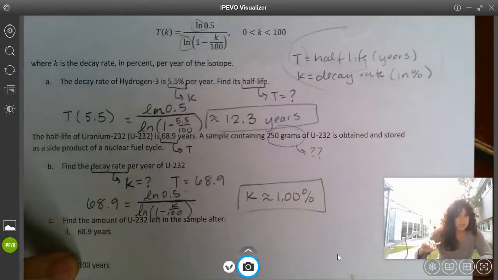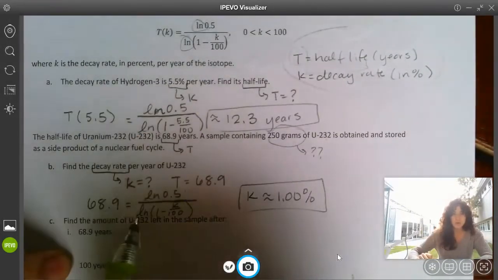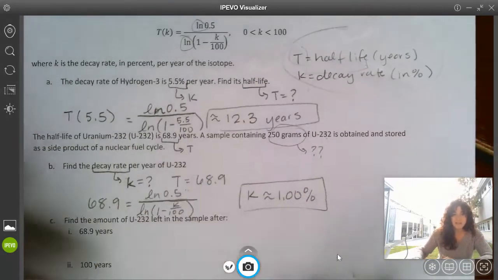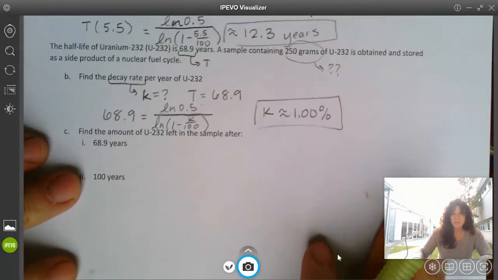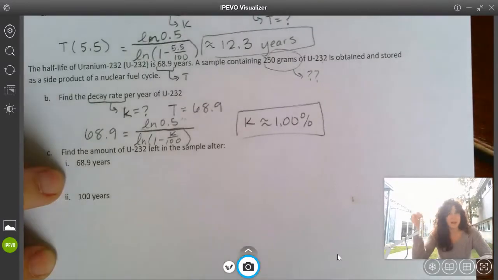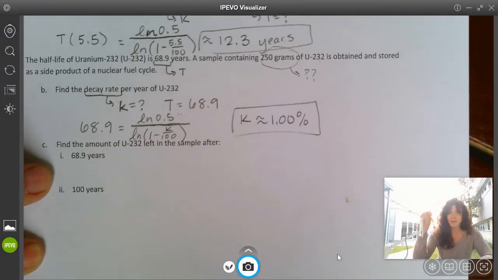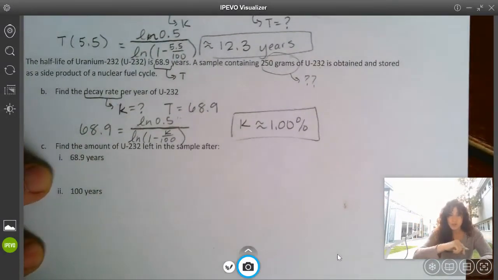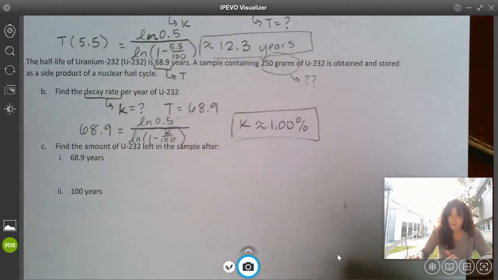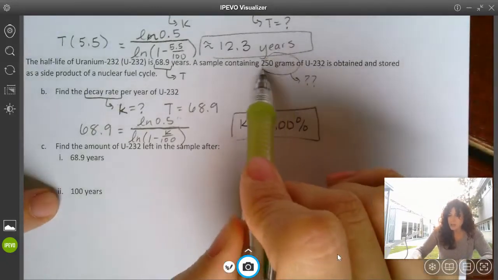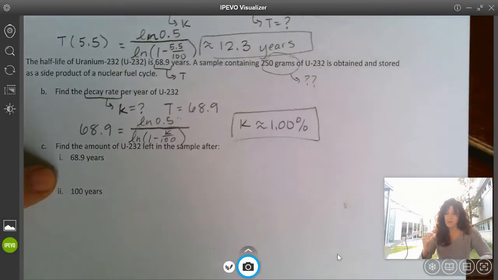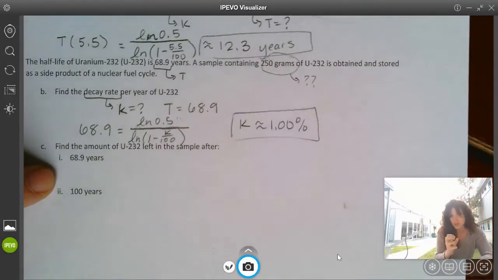Because the decay rate's already set, the half-life is already set for U-232. The decay rate is 1%, and the half-life is 68.9. And so then, hopefully, that thought process of being like, wait a minute, no, in the context, that doesn't make sense. Okay, so then what do I do with this? Hopefully at that point, you're like, well, that's just one half-life, which means if I start with 250, I have reached one half-life, which means it's really just half of the initial amount.